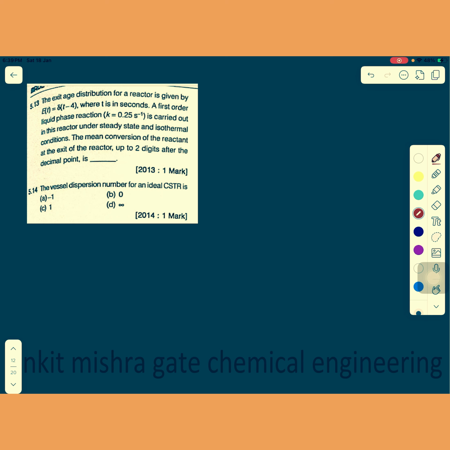Again, this question is also very, very important, asked in 2013. This question says the exit age distribution for a reactor is given by E(t) equals delta(t minus 4), where t is in seconds. A first order liquid phase reaction with rate constant 0.25 second inverse is carried out under steady state, isothermal condition. The mean conversion of the reactant at the exit.